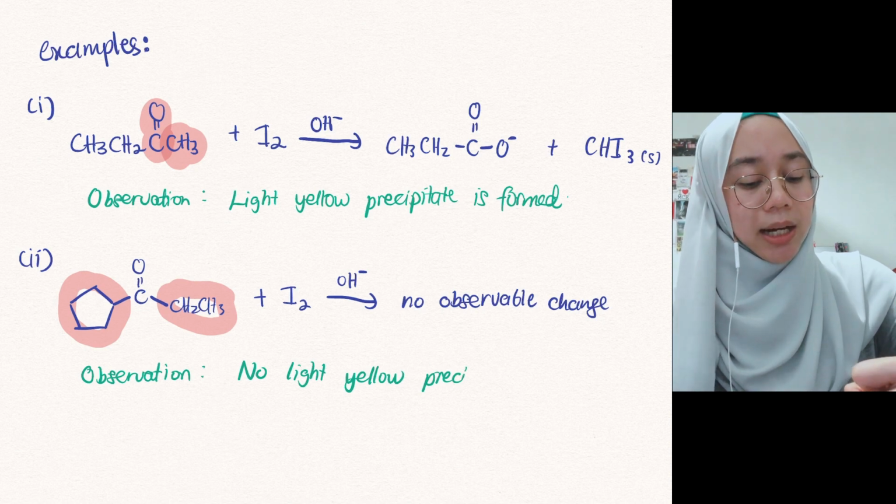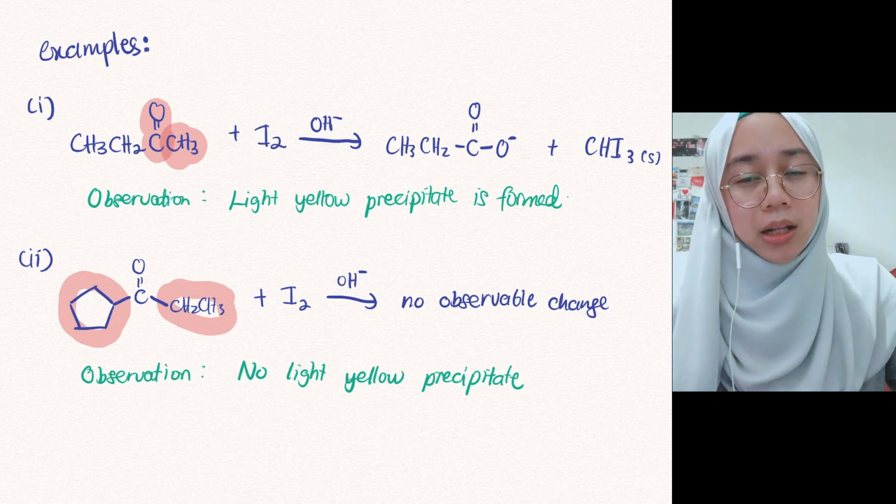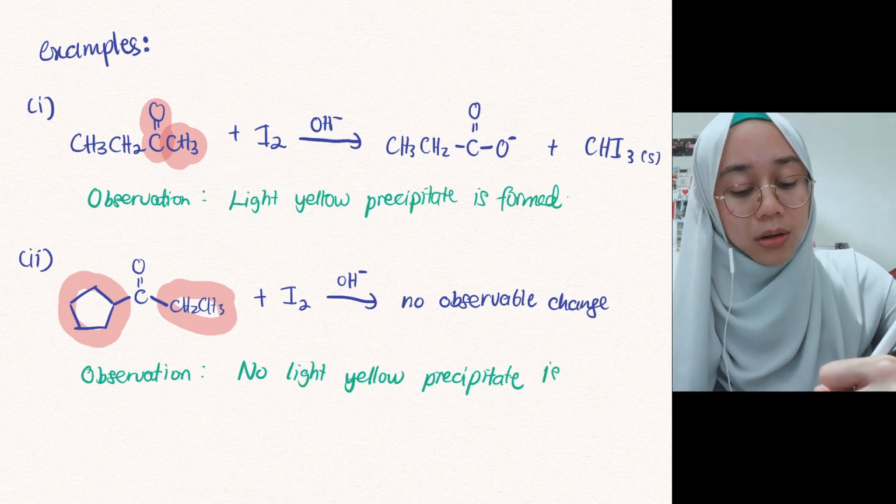Insist perkataan light tu my dear. Okay, it is insist because kamu takkan hasilkan an intense yellow precipitate. It will always be like a light yellow ataupun a pale yellow.